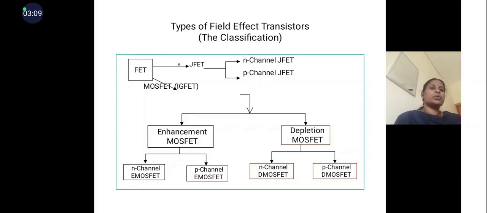And MOSFET is also called IGFET, that is insulated gate field effect transistor. MOSFET is metal oxide semiconductor field effect transistor. The MOSFET is again classified into two categories: one is enhancement MOSFET and another one is depletion MOSFET. These two categories are again classified into two each: N-channel enhancement MOSFET and P-channel enhancement MOSFET; likewise, N-channel depletion MOSFET and P-channel depletion MOSFET. In this lecture, let us discuss JFET alone.